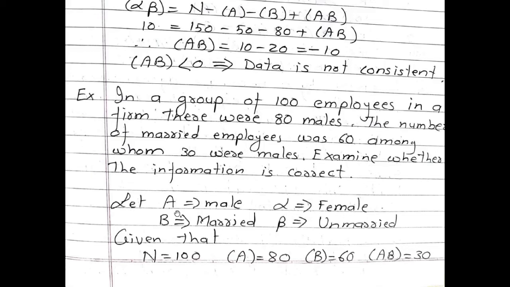Let A be the attribute that is male, naturally alpha will be female. B attribute is married, beta becomes unmarried. So we will find the things which are given to us. N is equal to 100. Frequency of class A is 80. Frequency of class B is 60. Frequency of class AB is 30.